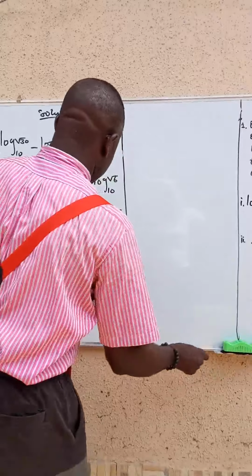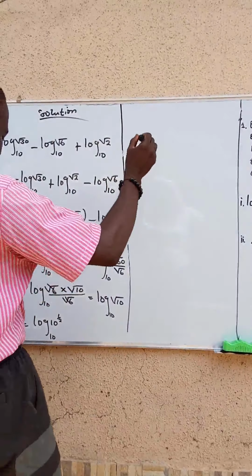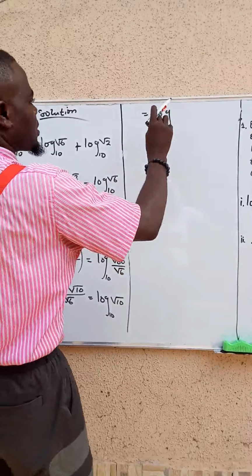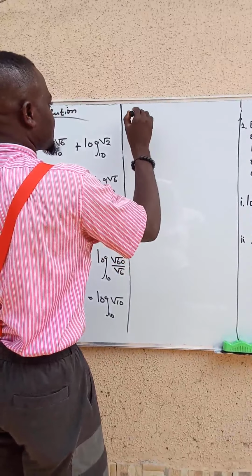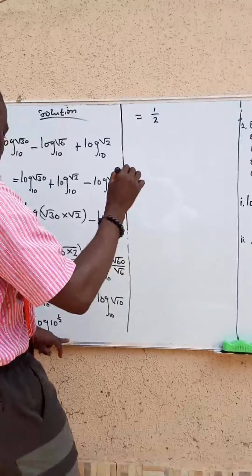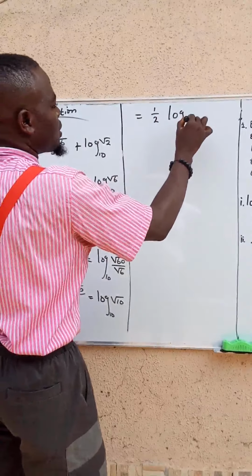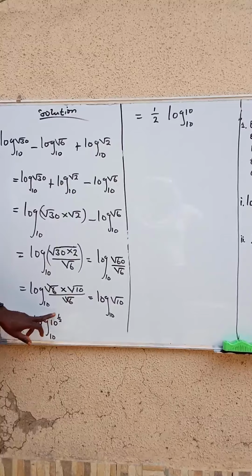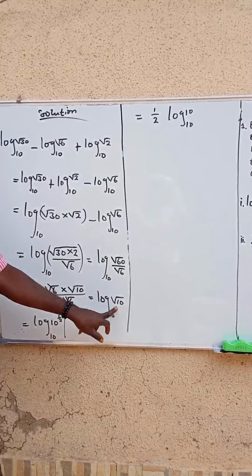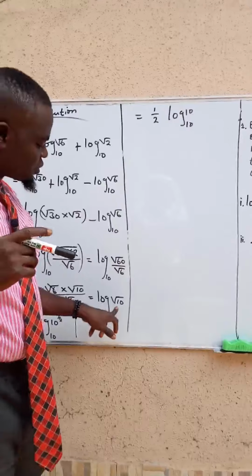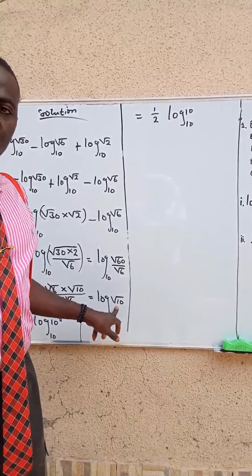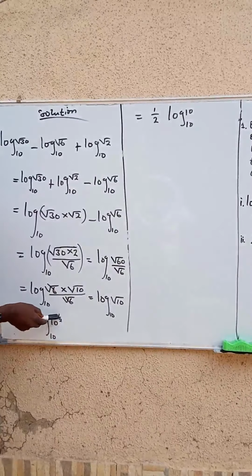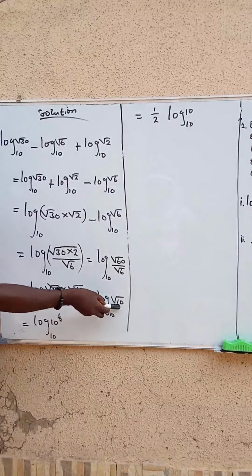What I said so far is true. I said that means this one will now be equal to 1 over 2 log 10 base 10. You know what I did here? From here, this root is the same thing as power 1 over 2. If it's cube root, it is 1 over 3. If it's fourth root, it's power 1 over 4. So since it's square root, it is power 1 over 2, which I put here. This 10 raised to the power of 1 over 2 is the same thing as square root of 10.